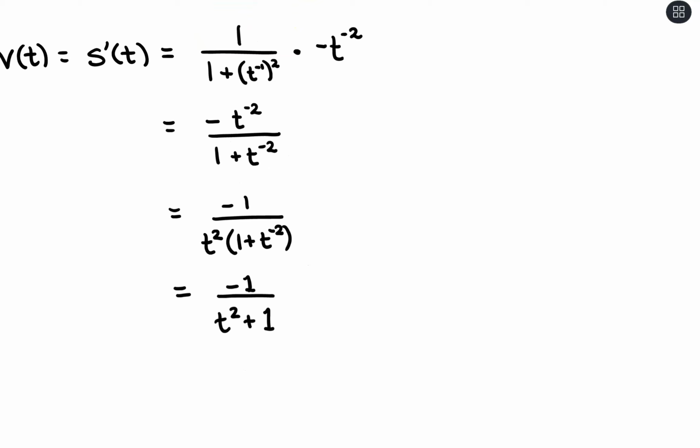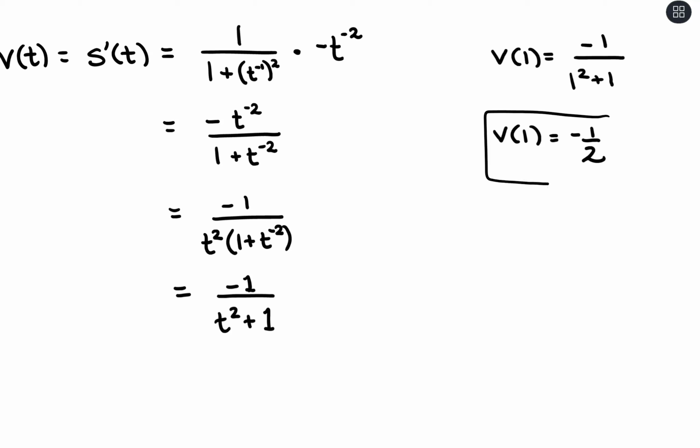Okay, so there's our velocity function, and we want to evaluate at t equals 1. So we're going negative 1 over 1 squared plus 1, which is going to be a negative 1/2. And they don't give us any units, so it could be feet per second, meters per minute. Don't know, but that's our velocity. It's negative 1/2.